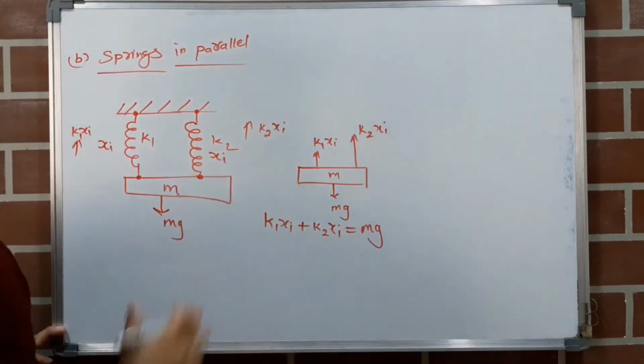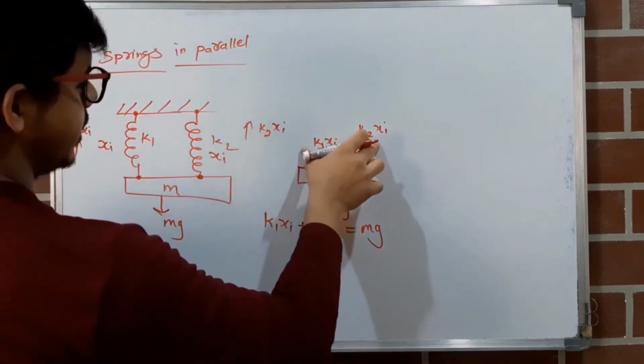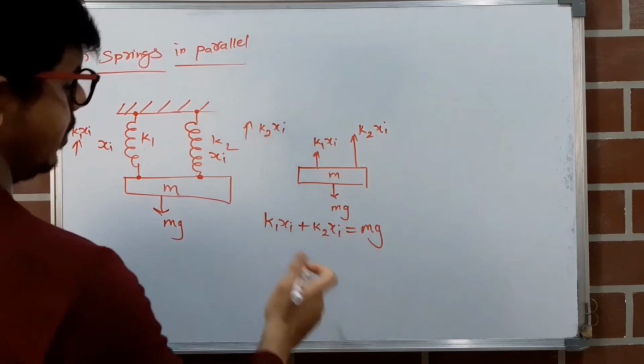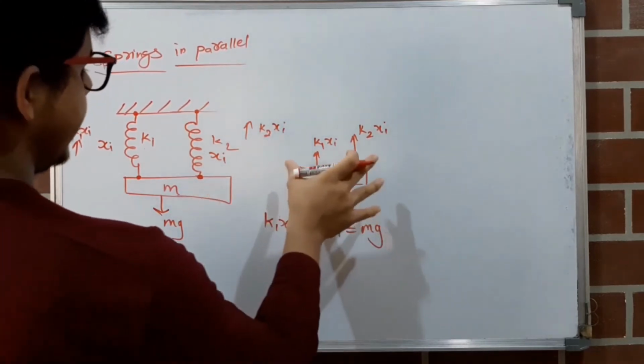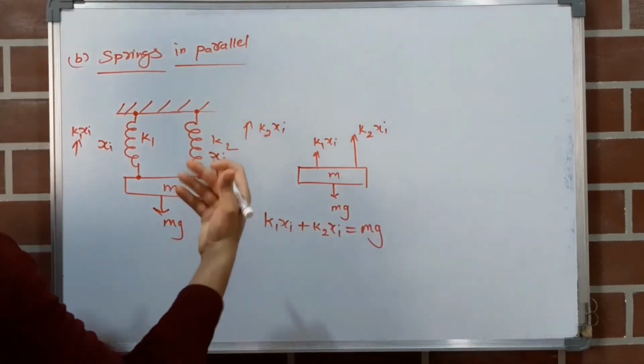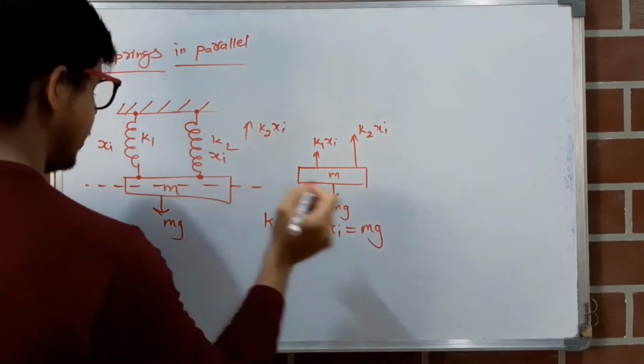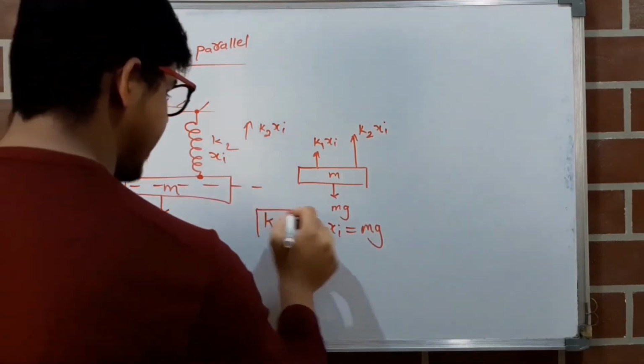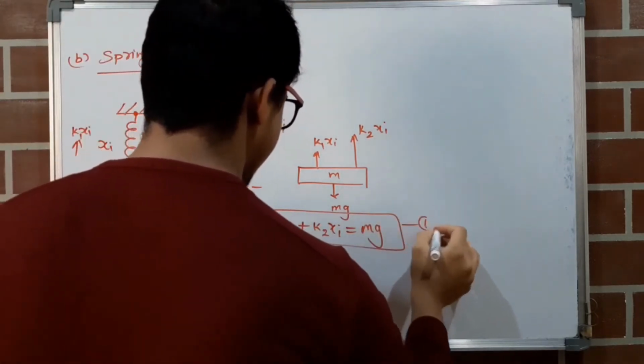I hope you got this idea that the upward forces are taken as addition equal to the downward force, because the system is in static deflection, which is in equilibrium position. This is the mean position of this spring. So let's mark this as equation number 1.